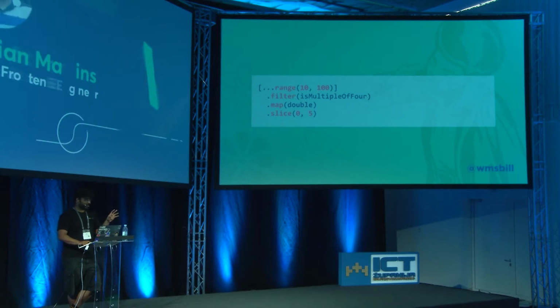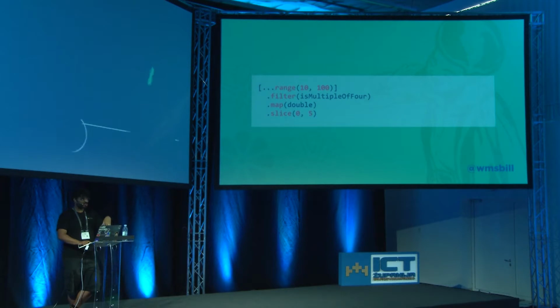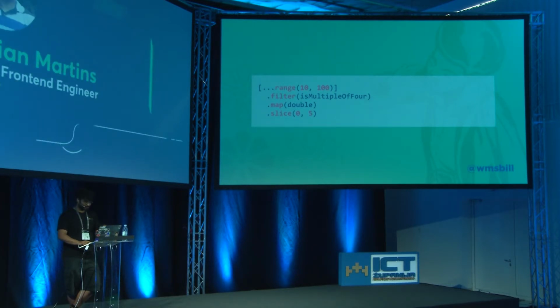To put everyone in the same context, in this piece of code I'm generating numbers between 10 and 99. I'm filtering out all the multiples of 4, then I'm doubling these numbers, and then I'm picking the first 5. Okay, let's create our own map, filter, and take that operate over iterables.